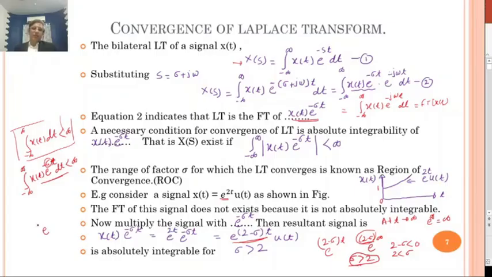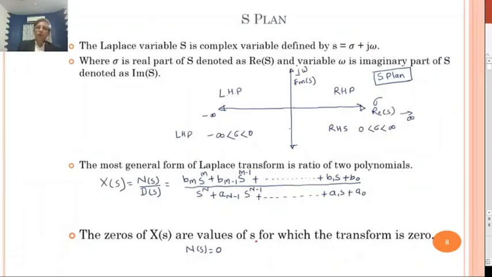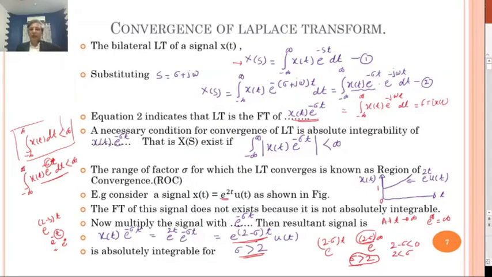For example, if we consider sigma equal to 3, then this is e raised to (2 minus 3) t, which is e raised to minus t. Now at t equal to infinity, the amplitude of this signal is 0. It is not infinite, and it is absolutely integrable for sigma greater than 2. Hence this range of sigma values is called the region of convergence. So the region of convergence for this signal is sigma greater than 2.